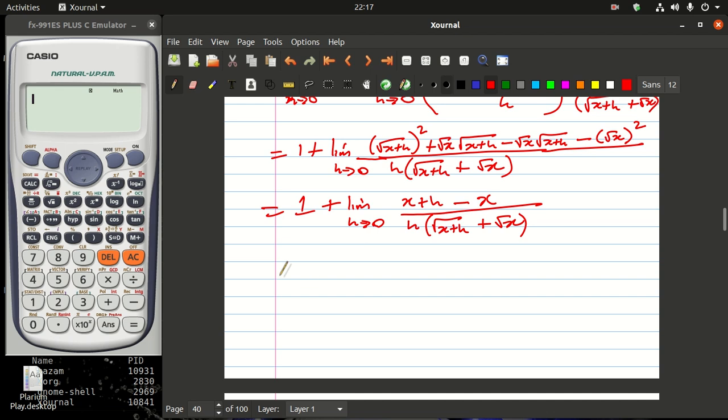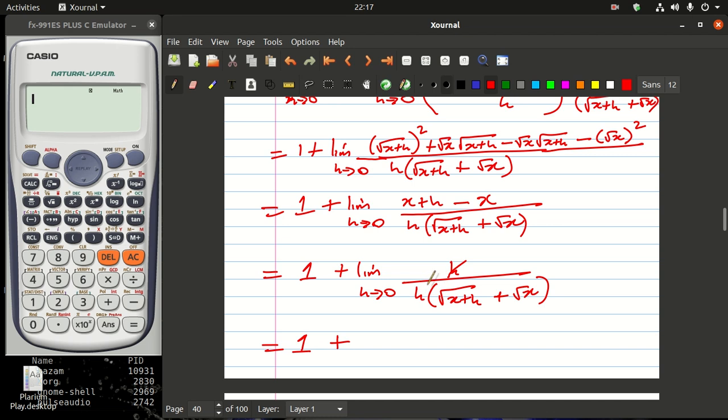So these two are going to cancel each other, and we are left with this 1 plus the limit as h approaches 0 of h in the numerator divided by h times the square root of x plus h plus the square root of x. And if you look carefully, I don't want to forget this 1, because I end up forgetting some marks if I do so. And then here, this h and this h will cancel out, and now you'll be left with the limit as h approaches 0 of 1 over the square root of x plus h plus the square root of x.